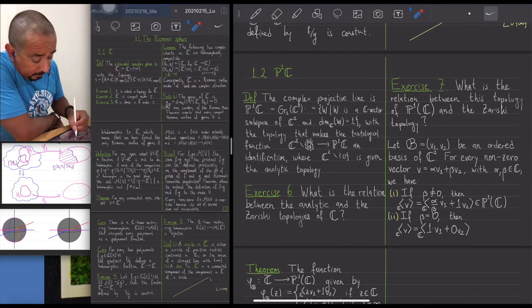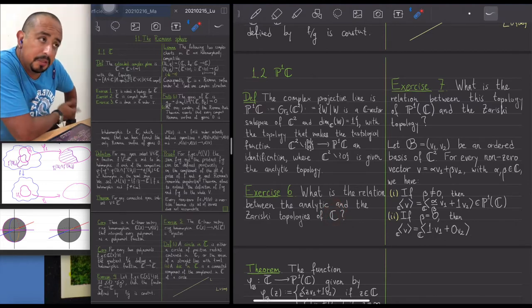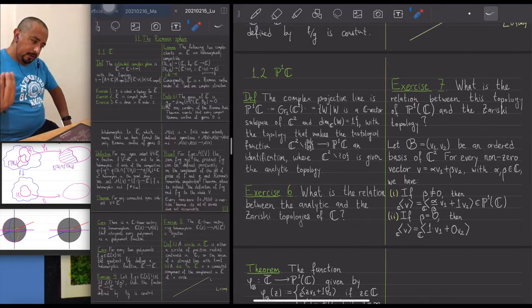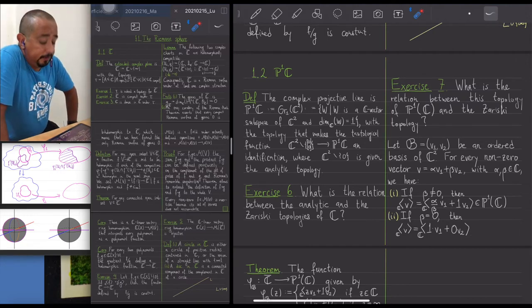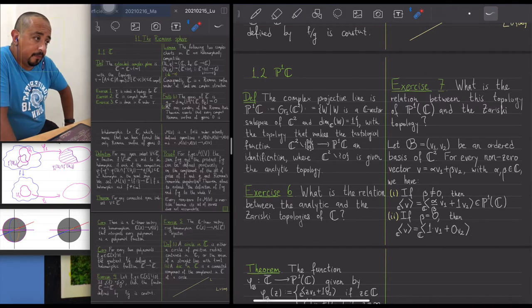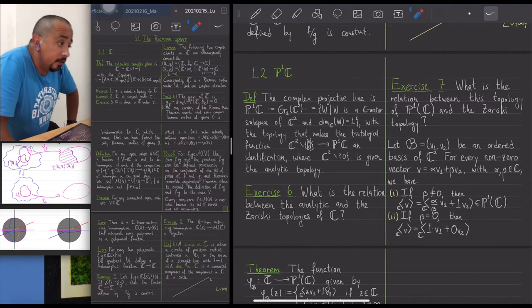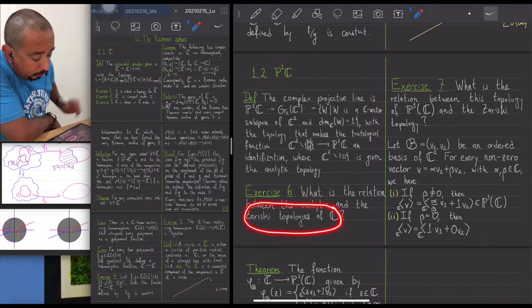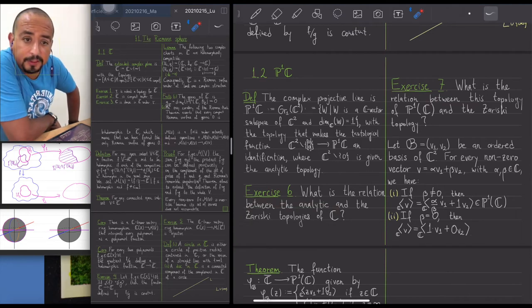For instance, consider just C. It's an affine algebraic variety. And then what are its open sets as an affine algebraic variety? Well, they are precisely the empty set and the complements of the finite subsets of C. So the open sets of C in the Zariski topology are very large, right? But notice that every open set of C according to the Zariski topology is an open set in the analytic topology of C. But the converse is obviously not true, right? So any open disk in C is open in the analytic topology, but it is not a Zariski open.